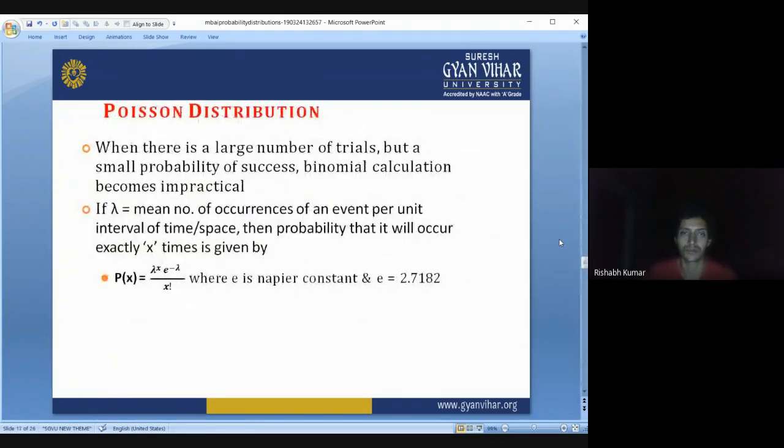Then comes your Poisson distribution. When there is a large number of trials but a small probability of success, binomial calculation becomes impractical. So if lambda is equal to the mean number of occurrences of an event per unit interval of time or space, then the probability that it will occur exactly x times is given by: probability of x is equal to lambda raised to power x multiplied by e raised to power minus lambda, divided by x factorial, where e is the Napier constant and e is equal to 2.7182. So this is the expression for your Poisson distribution. You can find it out similarly to the binomial distribution.